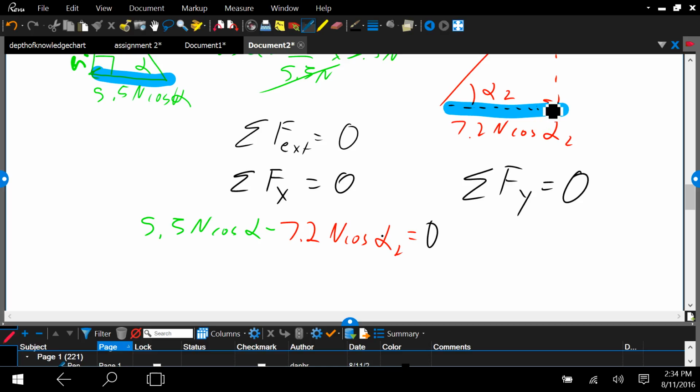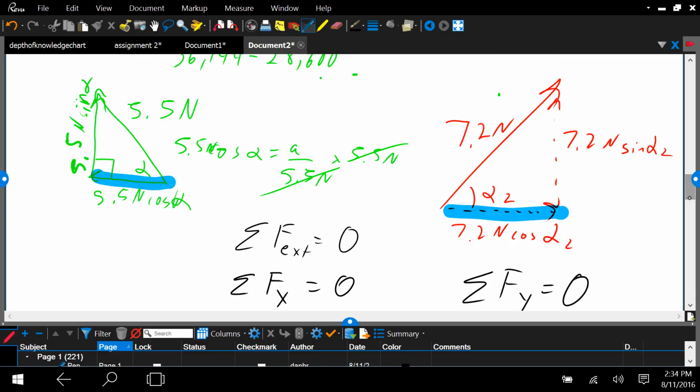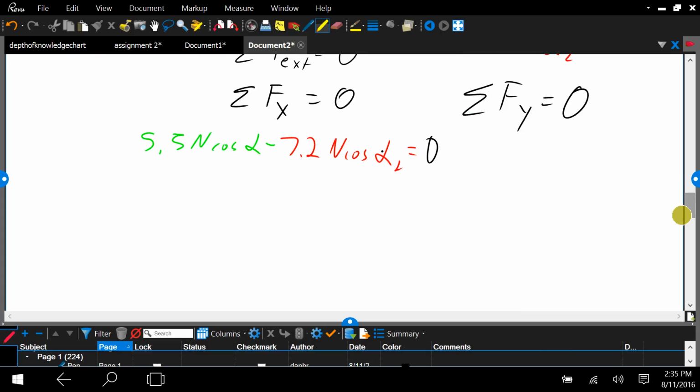All right. The next equation I want to put together is the one for the vertical information. So for that, I have this side and this side. We said those two numbers, 5.5 times sine of alpha, 7.2 sine of alpha 2, they have to add up to 9.8. That's gravity pulling down. All right, so I'm going to write that equation right there.